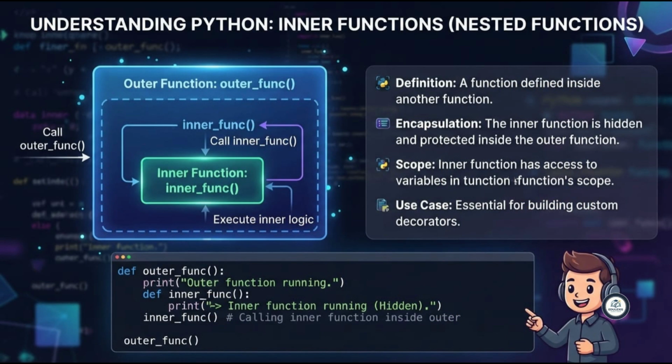Now, let's look at another foundational concept, inner functions, or nested functions. In Python, you can define a function inside another function. For example, inside an outer function called outer_func, we can define an inner_func and call it. Crucially, the inner function is hidden and protected inside the outer function. This encapsulation is the secret ingredient used inside custom decorators.